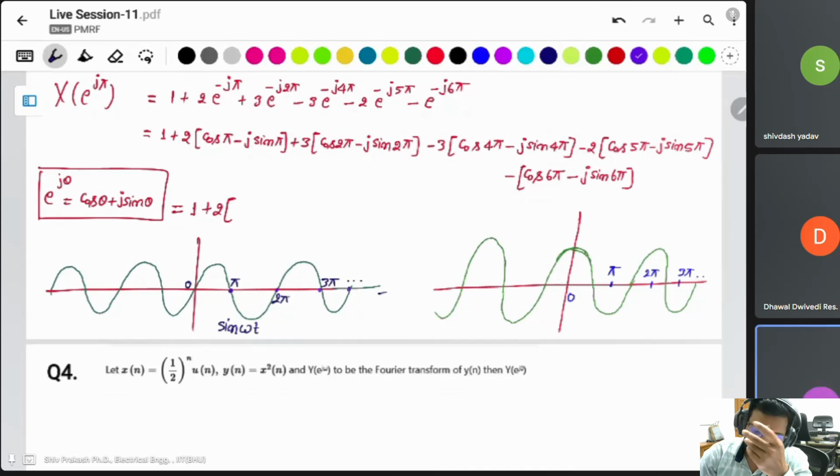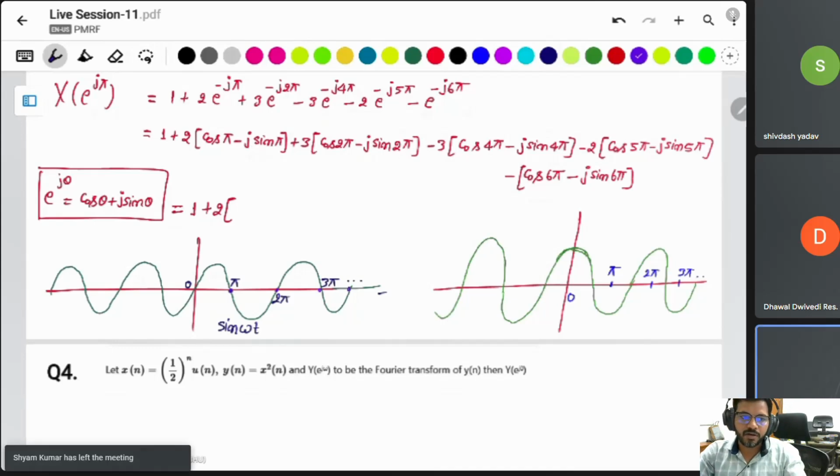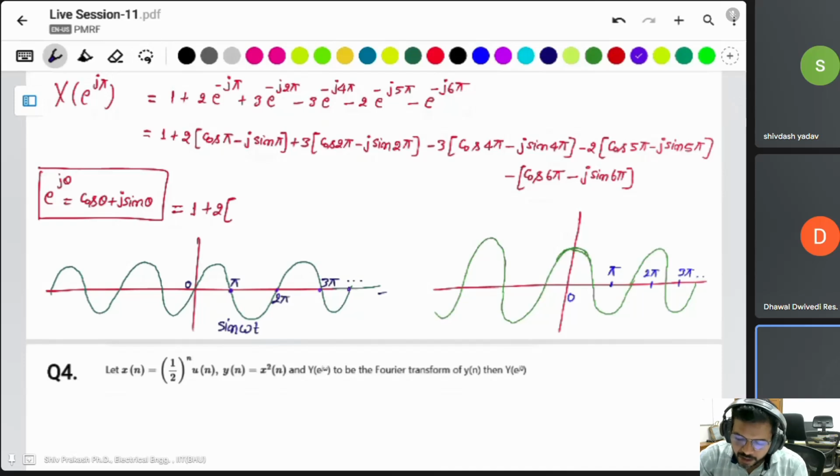It means the sine term is 0 at all times. For the cos term, at odd multiples of pi the value is minus 1, and at even multiples the value is plus 1. For odd pi, the cos function will be negative, minus 1. For even pi, the cos value is plus 1. Then put the values according to this.